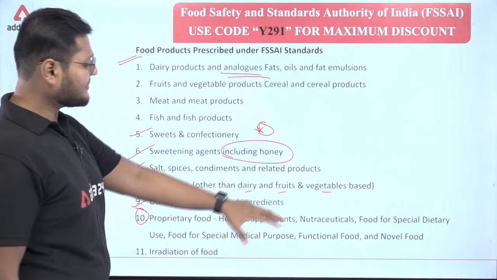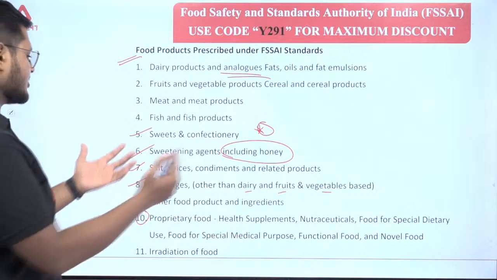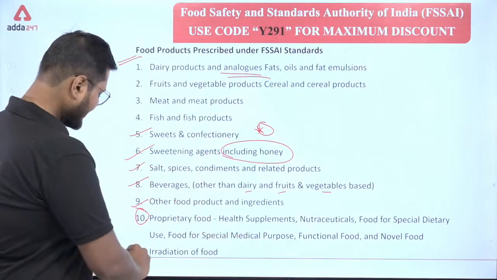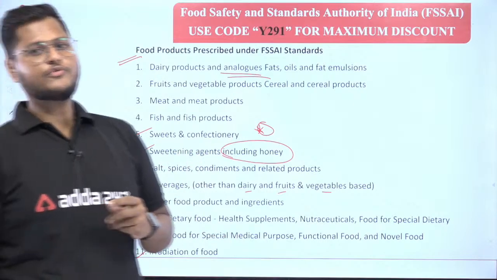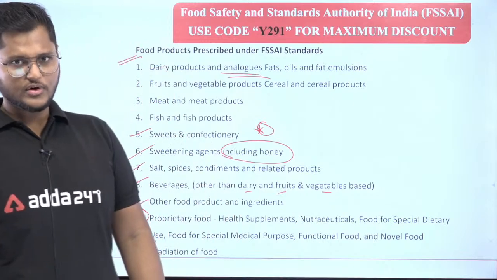Proprietary food, health supplements, nutraceuticals, food for special dietary use, food for special medical purpose, functional food and novel food. Then last one is irradiation of food, okay. So what is the last one here? Irradiation of food. Clear, guys?